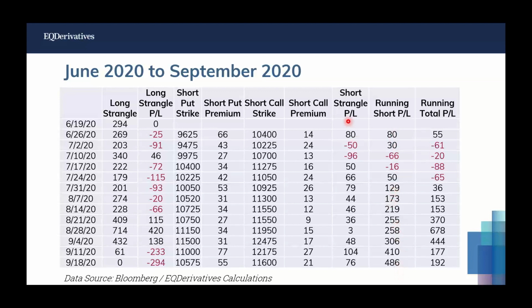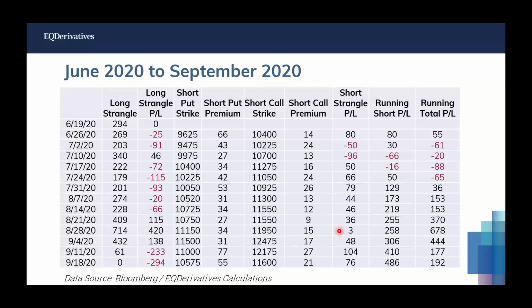This is the cumulative P&L for the short strangle. And the running total P&L dips down. We start to make some money off of the short strangles, and lo and behold, we come back to nice profits, mostly being made by the short strangles.